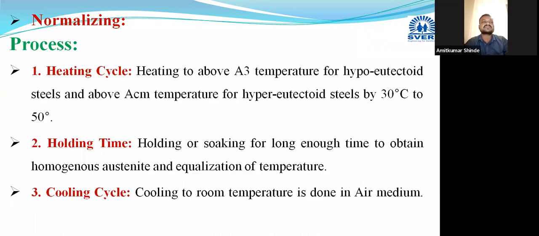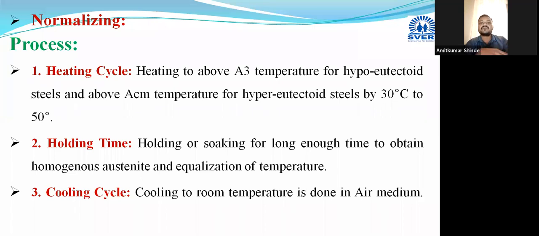This is the process of heating the steel component. This is the first step, that is the heating cycle. Heating the steel above the A3 temperature for hypoeutectoid steel and above the ACM temperature for hypereutectoid steels by 30 to 50 degrees Celsius. Then holding time is provided. Holding time or soaking time is provided for equalization of temperature and to obtain homogeneous austenite. This is the second stage.